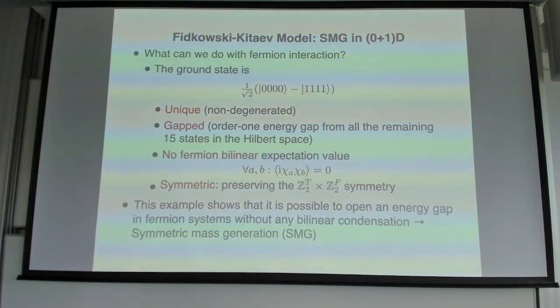So the conclusion is that indeed, this example shows that it is possible to open an energy gap. There's a finite gap in the fermion system without generating any bilinear condensation and without breaking the symmetry we want to preserve. This is the simplest example of symmetric mass generation. But what happens with 4 Majoranas? You can split the spectrum partially, but you still have a twofold degeneracy, which transforms under the time reversal symmetry as a Kramers doublet, and then you cannot lift that.